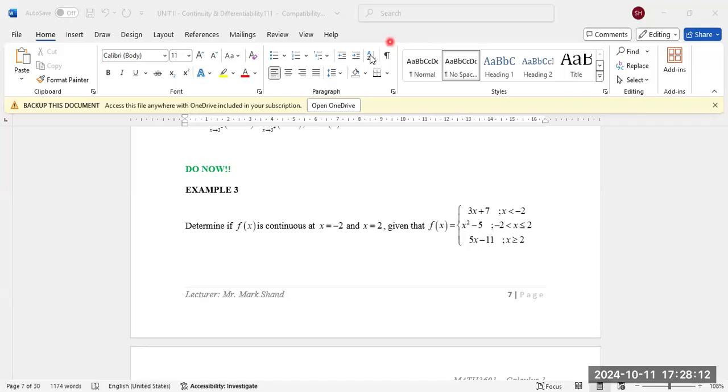All right. Was it continuous at x equals +2? Yes, sir. How? Explain. The left hand was equal to -1, and the right hand was also equal to -1.